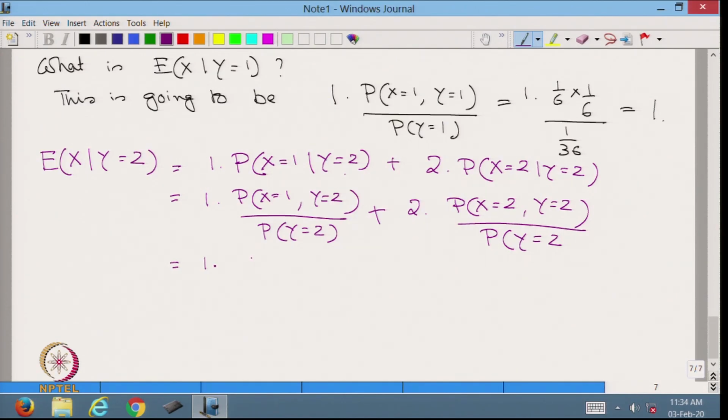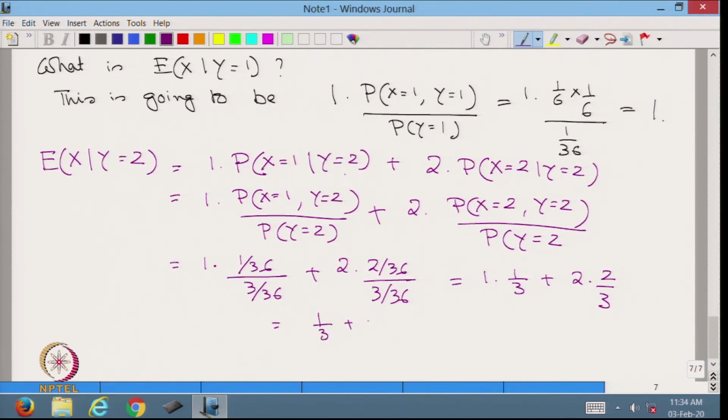1 times 1 by 36 divided by 3 by 36, plus 2 times 2 by 36 upon 3 by 36, is equal to 1 times 1 by 3 plus 2 times 2 by 3, which is equal to 1 by 3 plus 4 by 3, which is equal to 5 by 3.